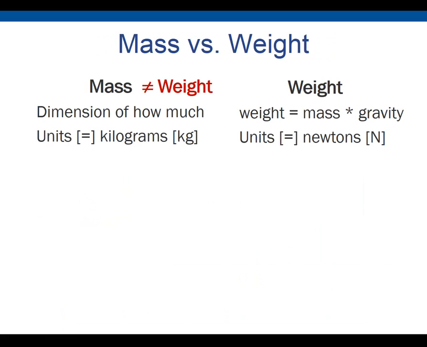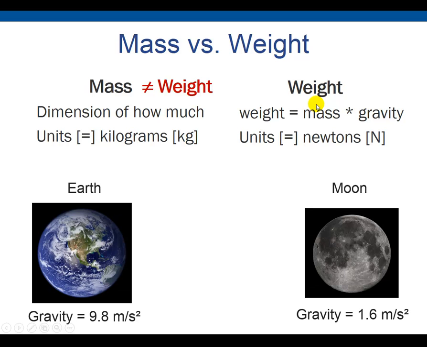Anyway, let's look at the differences between mass and weight. Mass is the dimension of how much, and weight is mass times gravity. So that means mass is not equal to weight. Mass is mass, weight is weight. I will give you one simple example.